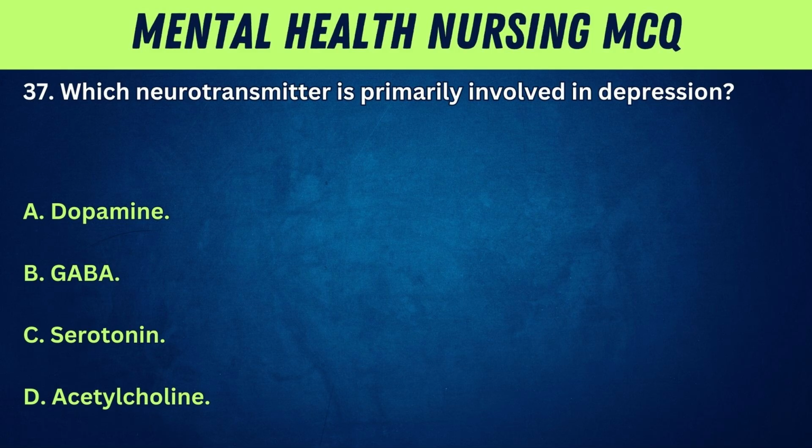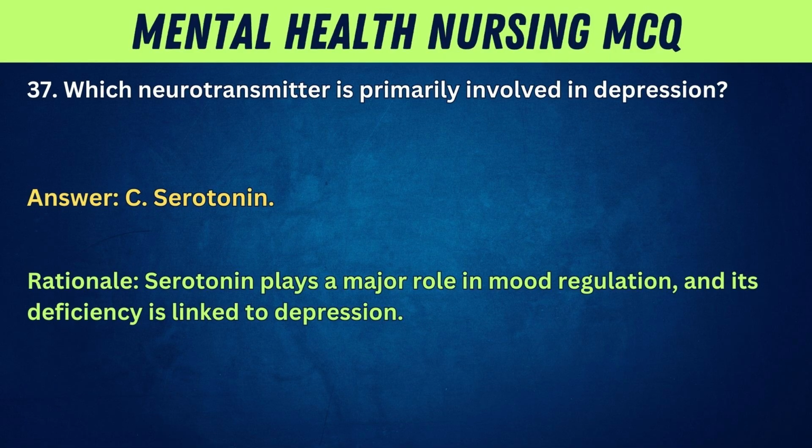37. Which neurotransmitter is primarily involved in depression? A. Dopamine. B. GABA. C. Serotonin. D. Acetylcholine. Answer: C. Serotonin. Rationale: serotonin plays a major role in mood regulation, and its deficiency is linked to depression.